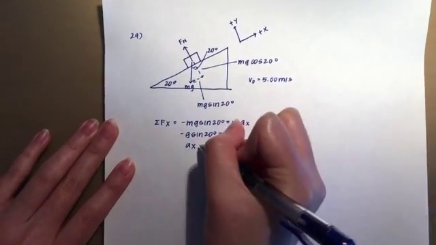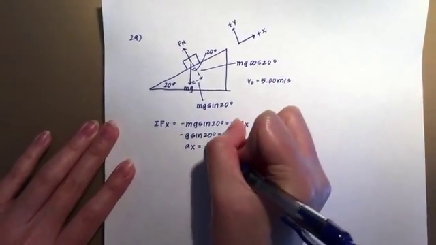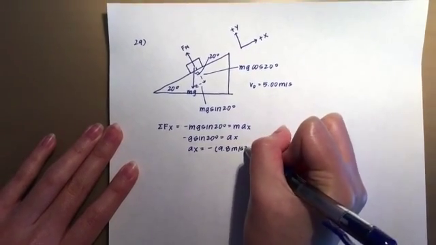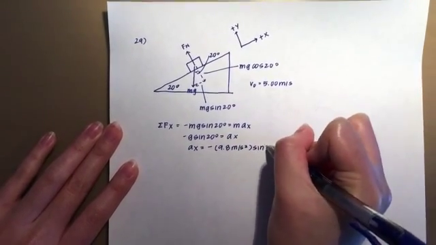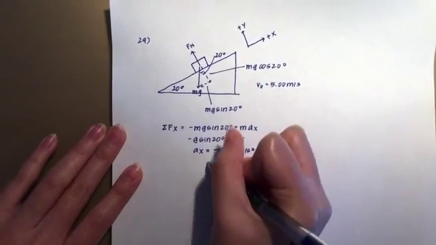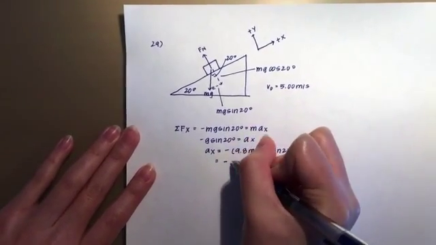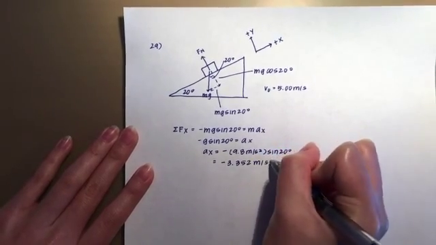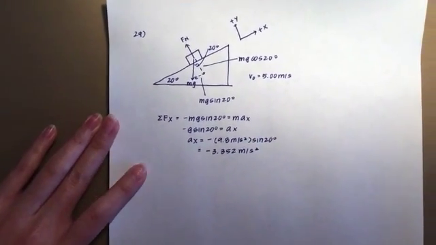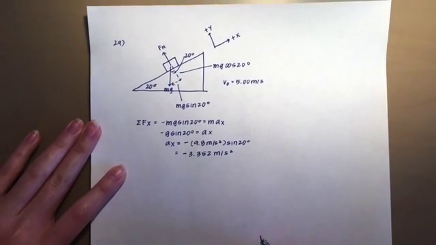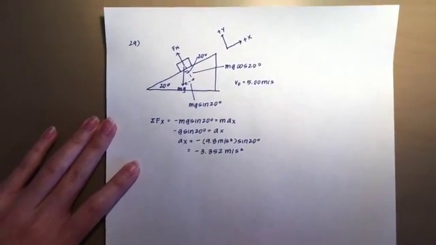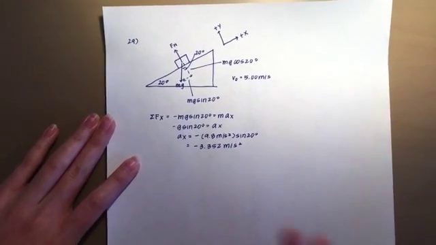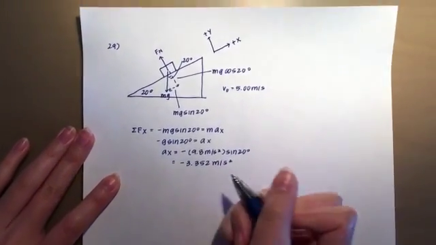So acceleration in the x direction is equal to, if we plug in values, negative 9.8 meters per second squared times sine 20 degrees. And that becomes negative 3.352 meters per second squared. So now that we have our acceleration in the x direction, we're going to use a kinematic equation to find the distance the block slides up the incline.